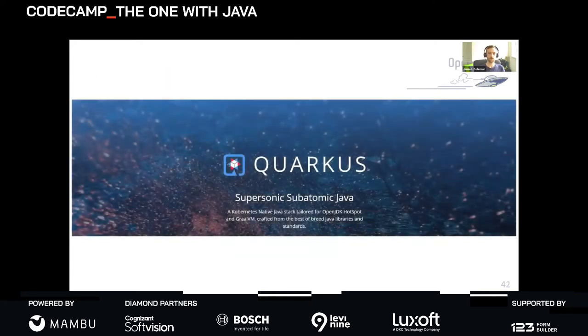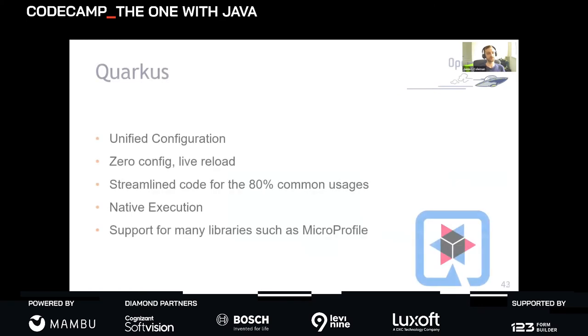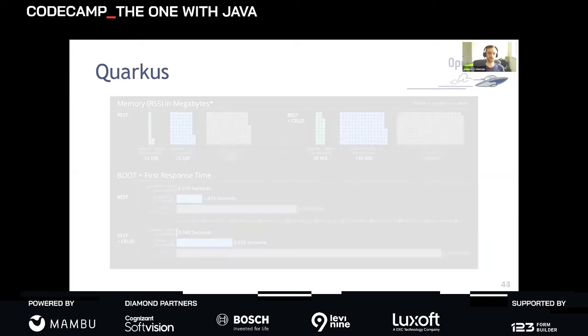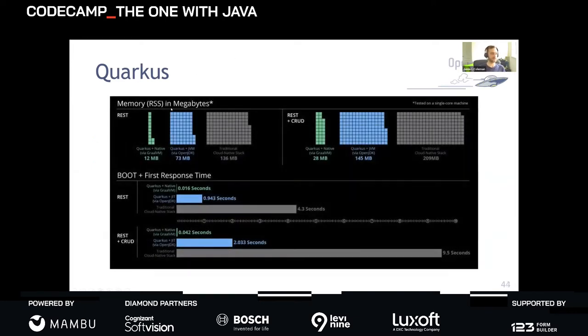So now just a quick look at Quarkus. Quarkus is pretty similar to Open Liberty. You've got unified configuration, which is the same, and zero config live reload, which we also have with Open Liberty. But the main big difference here is the native execution, enabling you to compile your code down into native code so it runs really quickly. So what does that do? Well, it gives us the ability to create images that are 12 megabytes in size and start up in 0.016 seconds.